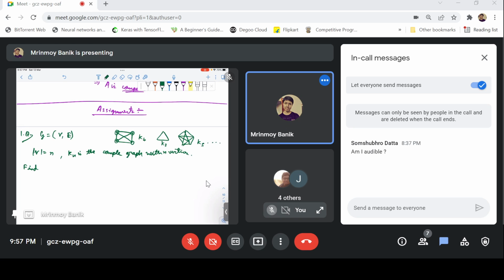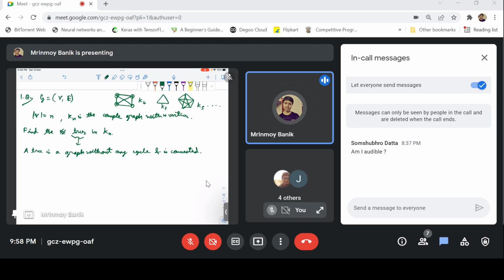And similarly. So find the number of trees in Kn. So what is a tree? A tree is a graph without any cycle and is connected. That is, there must be a path from any given vertex to any other vertex.